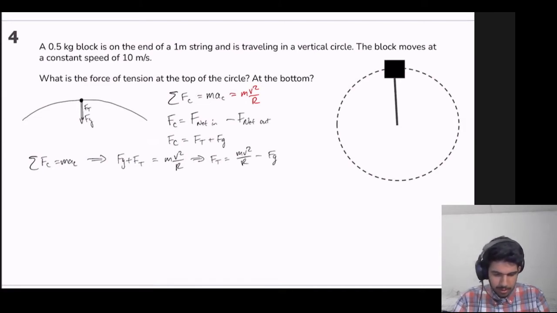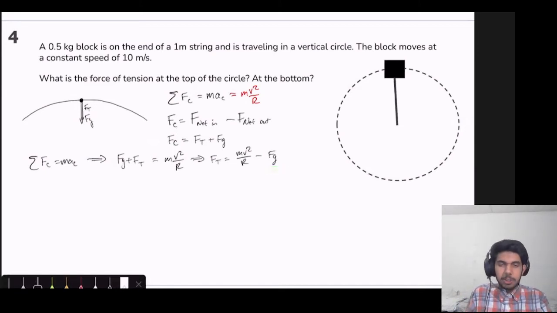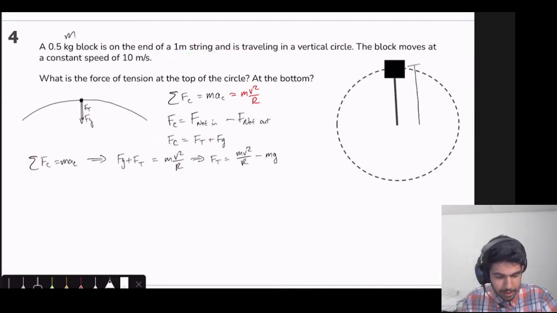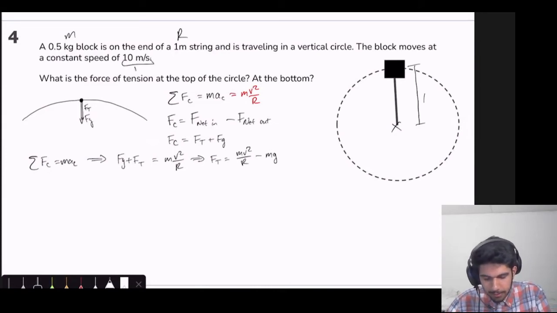What's Fg? This is one of the first forces we learned. Fg is simply m times g. It's the weight, so I'm just going to replace that right now with mg. And, well, let's take a look at what we're given. We're given that the block is 0.5 kilograms, so that's the mass. Let me just write that here. We're given the radius, a 1 meter string, right? Because it's traveling in a circle, and the string makes one endpoint, which is at the center, and the other endpoint is the block. So the radius is 1. That's radius.